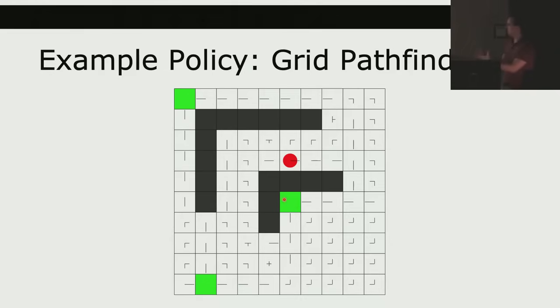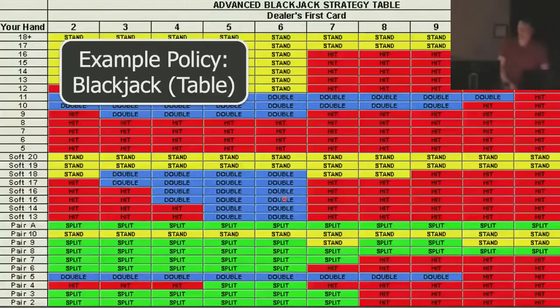I've created a mapping from states to, in general, a probability distribution over actions that I should take at that state. Here's another example.